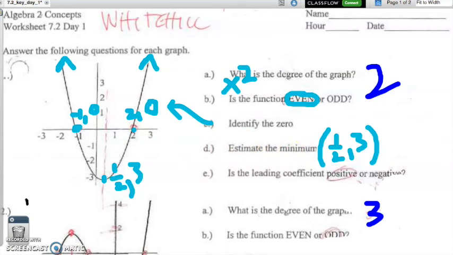Oh, I think some of you caught that. This is down -3. So our minimum is 1/2, -3. Thank you for catching that.